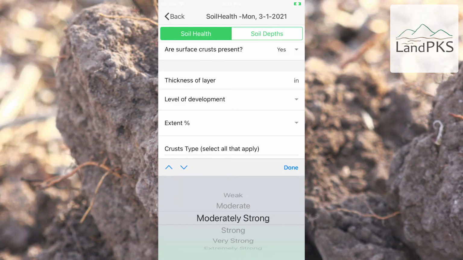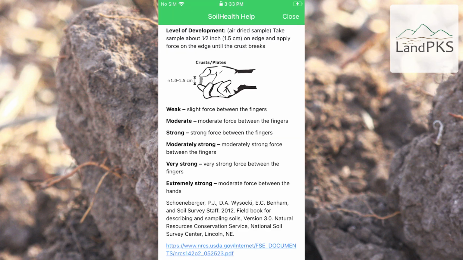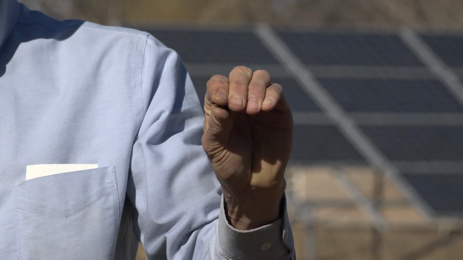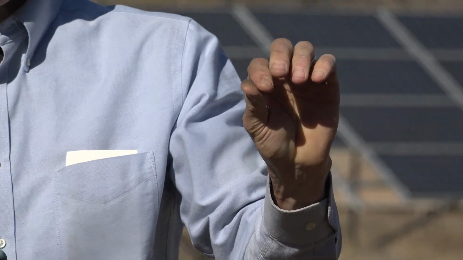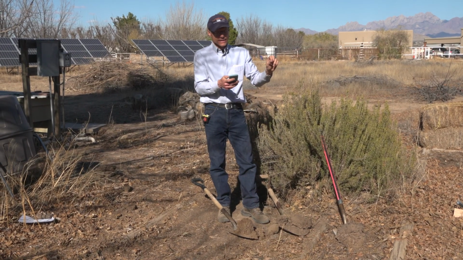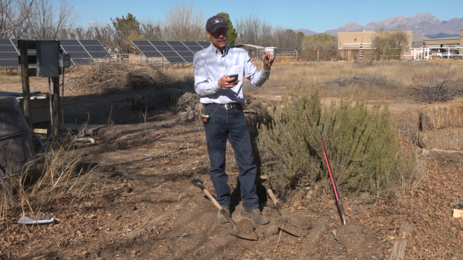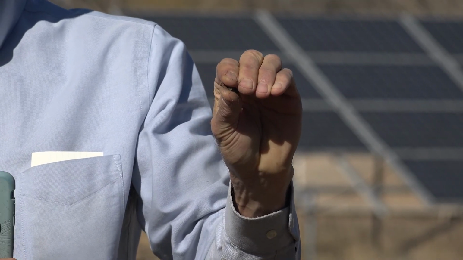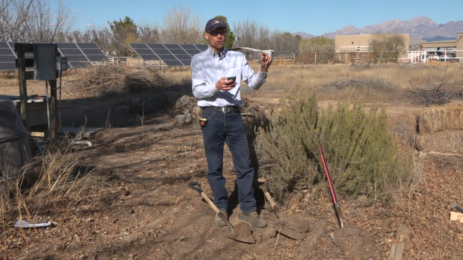The level of development: weak, moderate, strong, very strong, or extremely strong. Again, we want to go back to that question mark text where it defines what that means. Basically there's a little diagram. It shows I want to take a ped about like this and squeeze it, and then evaluate that. And I would say that that was a moderate force between my fingers. So not super strong, moderate.